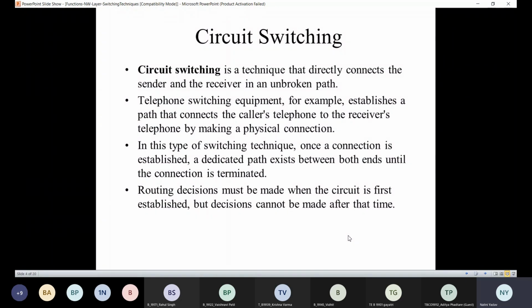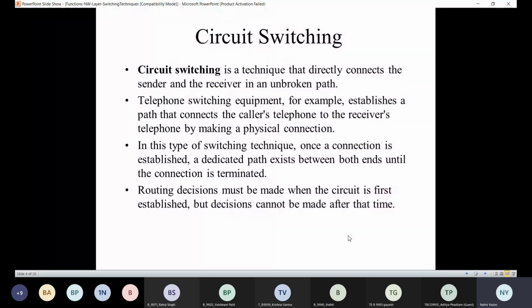Fine. So in circuit switching, the sender and receiver are directly connected with an unbroken path. So there is a dedicated line between sender and receiver, and that line is never broken.